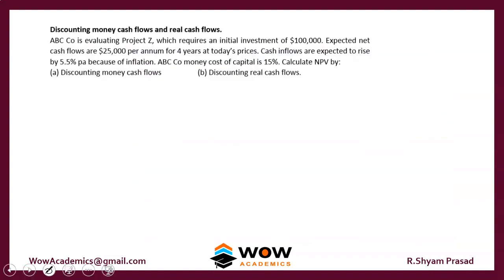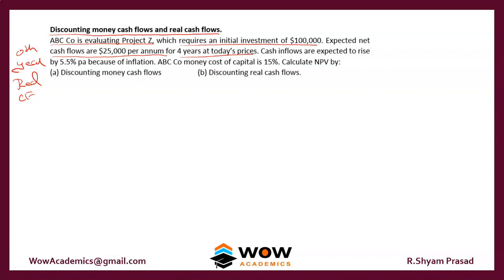So we'll start with the question. Discounting money cash flows and real cash flows. ABC Co is evaluating project Z, which requires an initial investment of 1 lakh. Expected net cash flows are 25,000 per annum for 4 years at today's price. If it's today's price, it means it is the 0th year price, or in simple terms, it is a real cash flow. It's a real cash flow number.